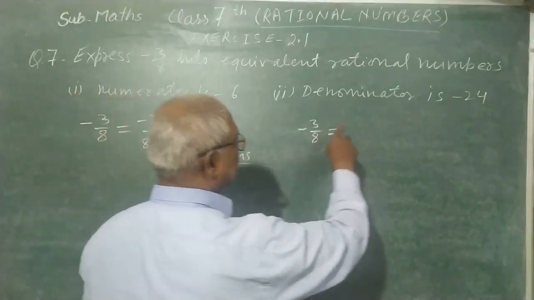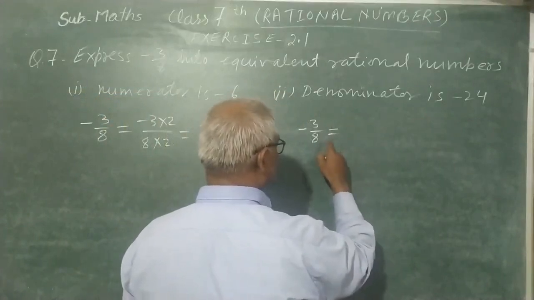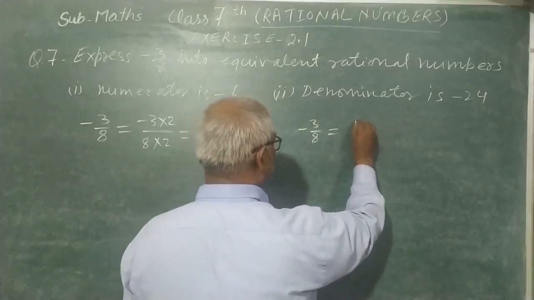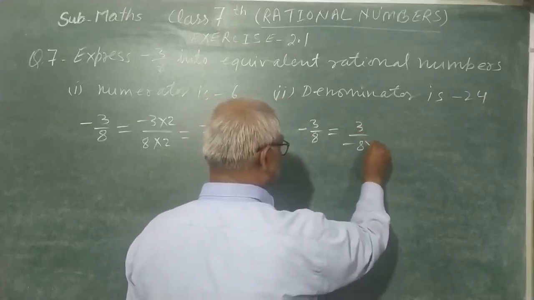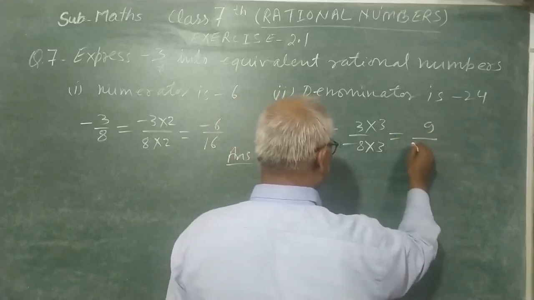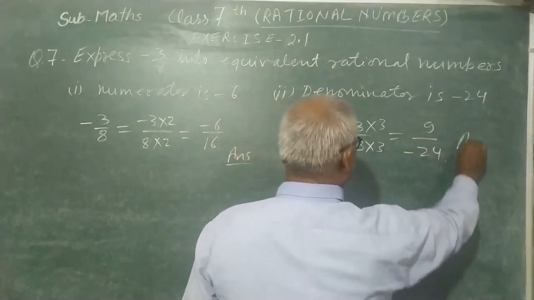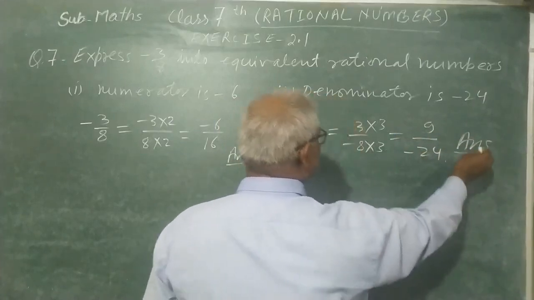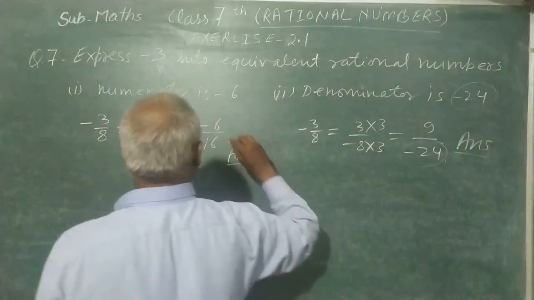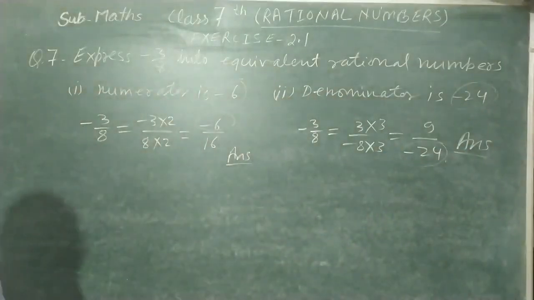In this, the denominator is minus 24. How can we say minus 24? Whenever 8 is multiplied by 3, so it is 3 upon minus 8 into 3 into 3. So it becomes 9 upon minus 24. That is your answer. Denominator, this one. So this one is equal. Numerator is minus 6. That is your answer.